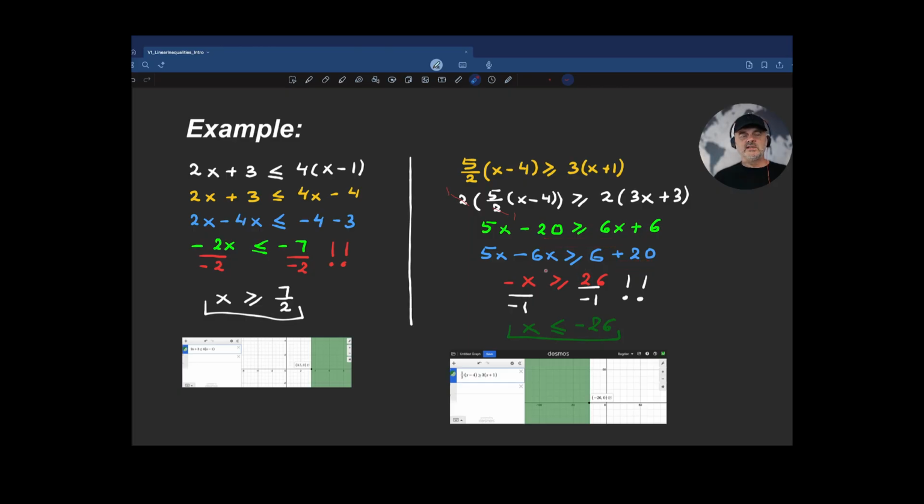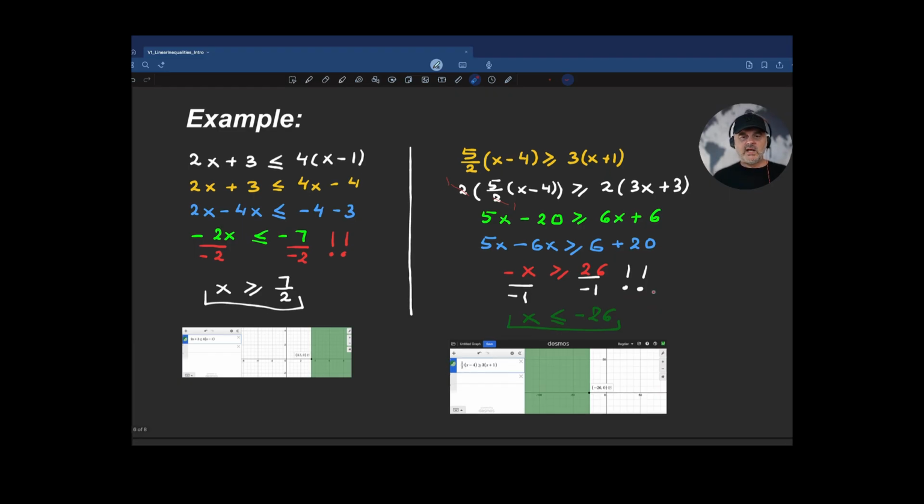So 5 minus 6 is negative 1x, and 6 plus 20 is 26. Now we have to divide both sides by negative 1, so that inequality relation gets switched to the opposite. Very important step. Hopefully this makes sense by now already. So x is less or equal to negative 26.